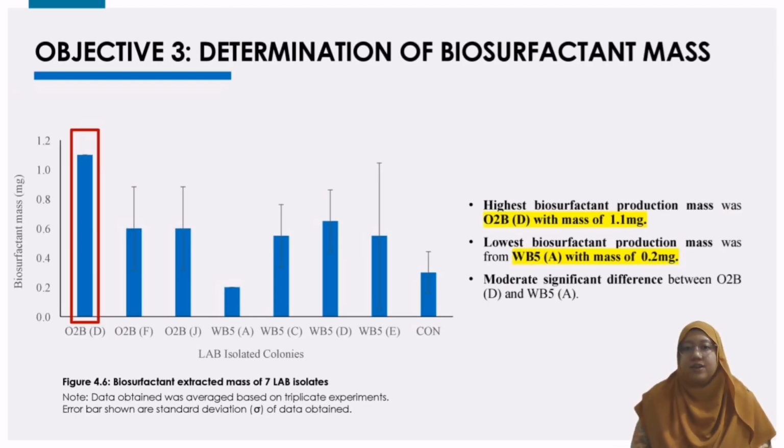Lastly, on the result for the determination of biosurfactant mass produced from each of the 7 isolates, the highest biosurfactant production mass was recorded on O2BD with a mass of 1.1 mg. Meanwhile, the lowest biosurfactant production mass was from WB5A with a mass of 0.2 mg. When tested with the one-way ANOVA Tukey test, there was a moderate significant difference between O2BD and WB5A.